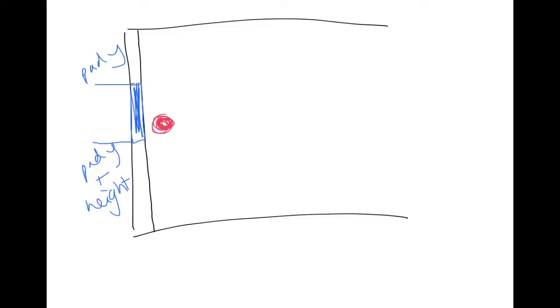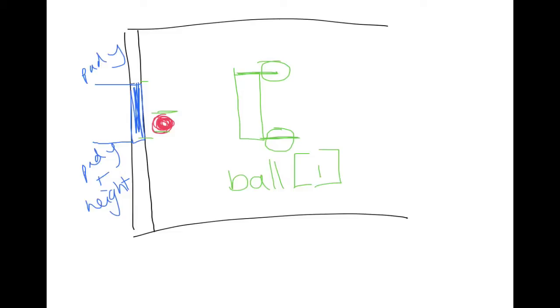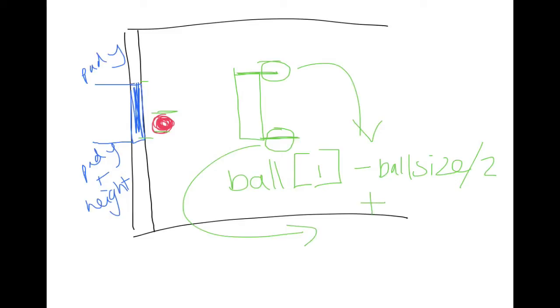A mistake that I keep on making is I keep testing for the top of the ball and the top of the paddle and the bottom of the ball and the bottom of the paddle. But that means that if you've got the paddle here and the ball bounces on the edge of the paddle, it doesn't count. So you actually want to test for the middle of the ball to the bottom of the paddle and the middle of the ball to the top of the paddle. Okay, so that's the ball y, which is ball 1, and for the top one it's minus ball size divided by 2, and for that one it would obviously be plus ball size divided by 2.